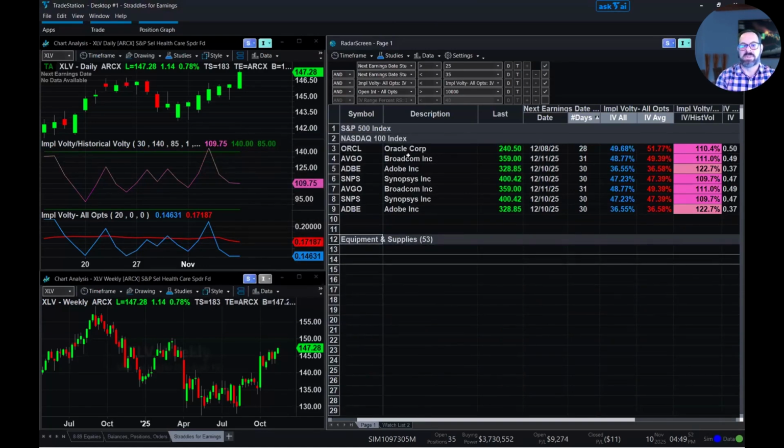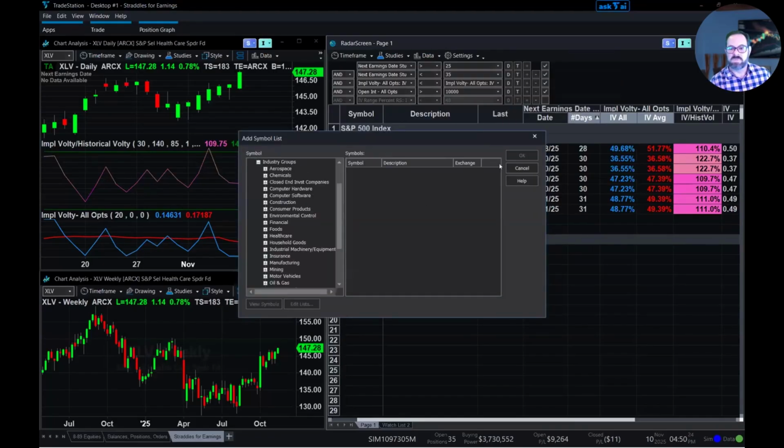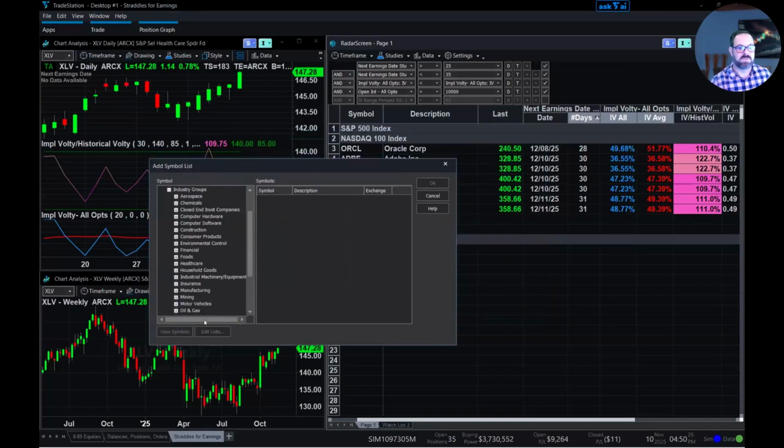And of course, none of them fit the criteria. I was looking for implied volatility to be below the average, of course, and open interest to be at least 10,000. So that wasn't it. So something's cutting it off. It must be the earnings, possibly. They don't have any earnings coming up. So again, I can just go ahead and look for another list, other symbol list, industry groups again. What else we have that was low? That was on the other page, of course.